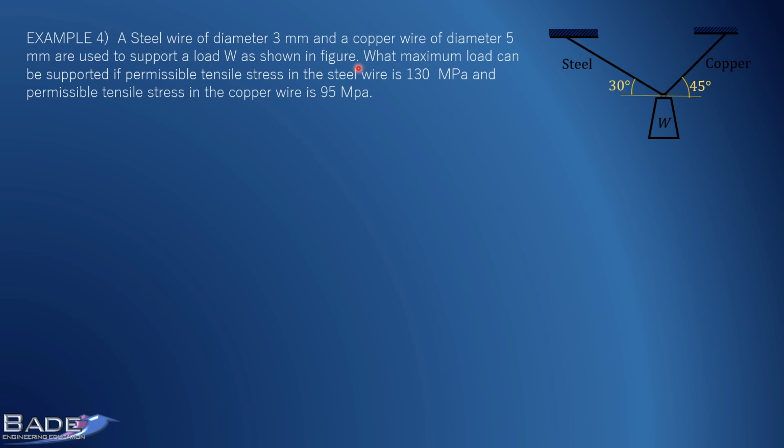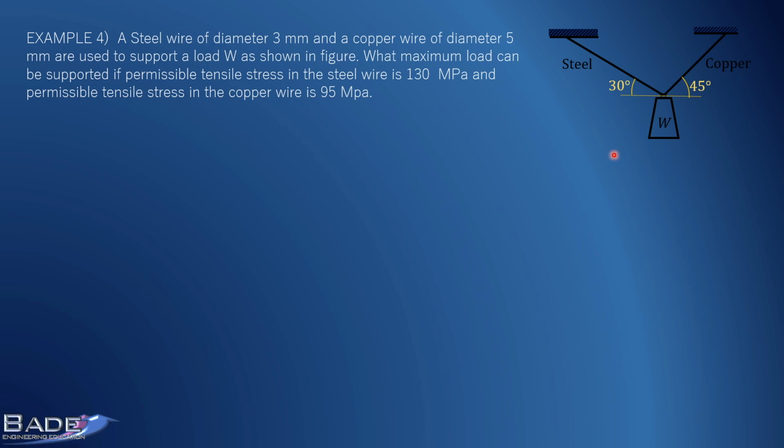Watch the figure. Steel wire and copper wire. What maximum load can be supported if permissible tensile stress in the steel wire is 130 megapascal and permissible tensile stress in the copper wire is 95 megapascal? Like in the last problem, here also you are given safe stresses in these two materials and you are asked to find out what maximum load that can be suspended.